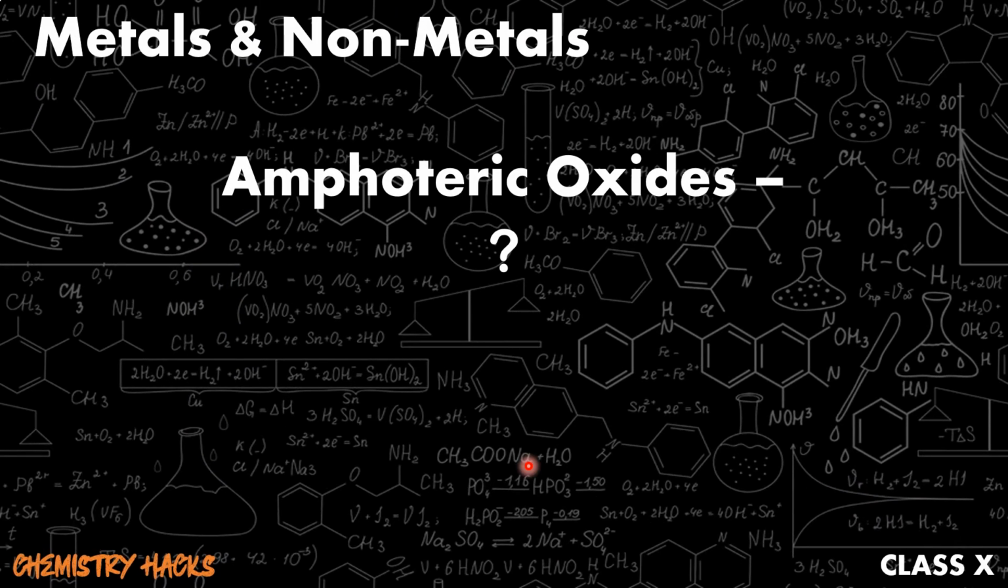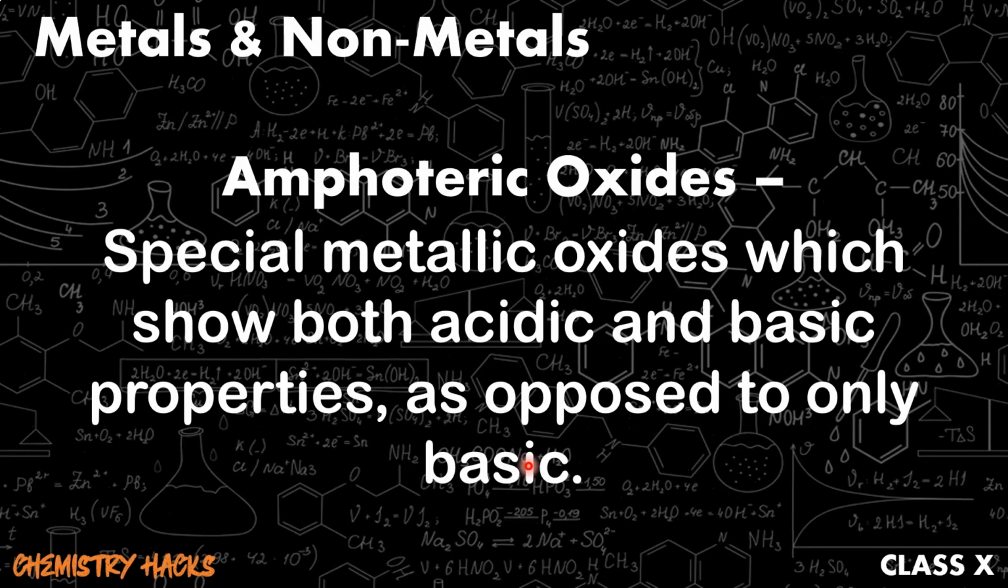Next topic, at least. While we're on the discussion of oxides, as I mentioned earlier, we will be talking about amphoteric oxides. And what those are, they're essentially these unique metallic oxides which show both acidic and basic properties, as opposed to only basic, and they react with both acids and bases. So normally metallic oxides only react with acids, but these special metallic oxides react with both acids and bases.